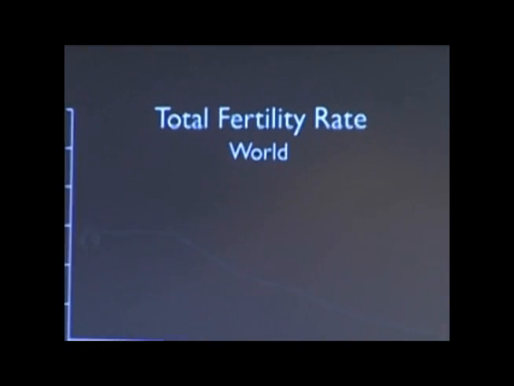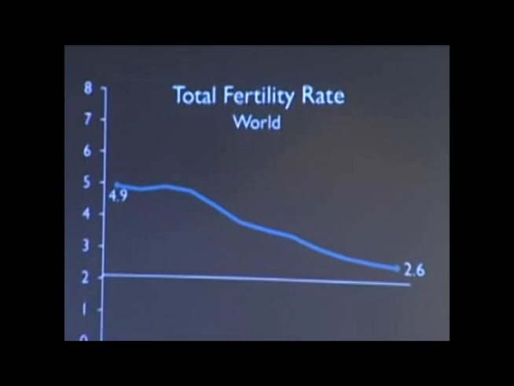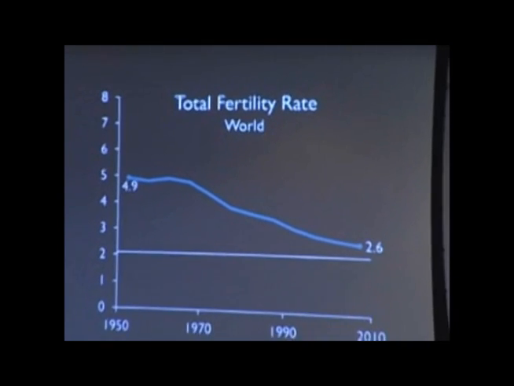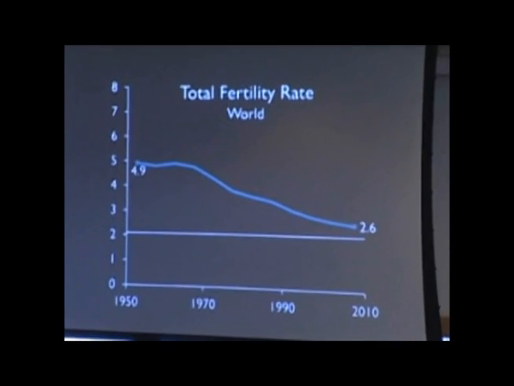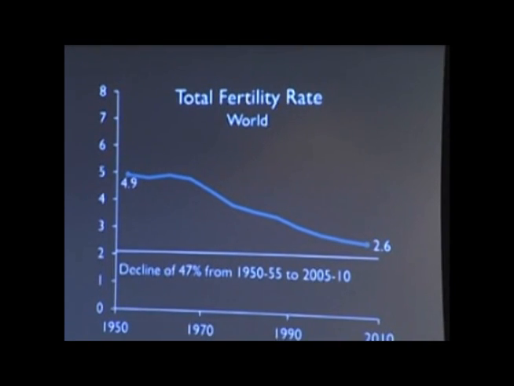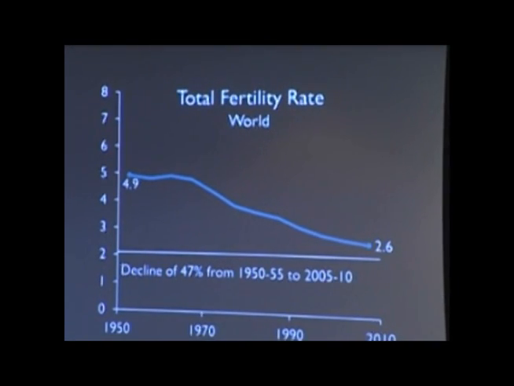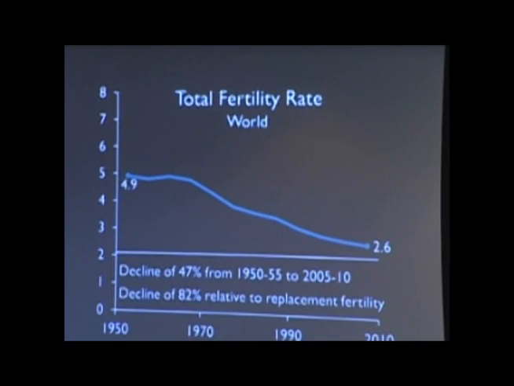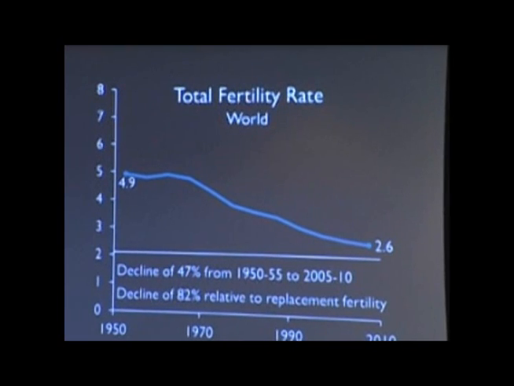Need to say a little bit more about fertility decline. This is the total fertility rate for the world. Most of you will know this story. It's declined by about 50%. If you, as Ronald Freedman used to like to do, make the benchmark not zero, but replacement fertility of 2.1, we'll call it, it's an 82% decline relative to replacement fertility.